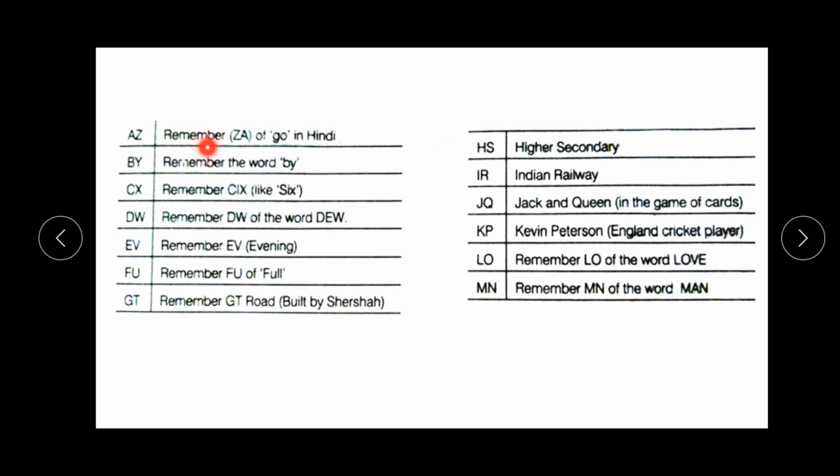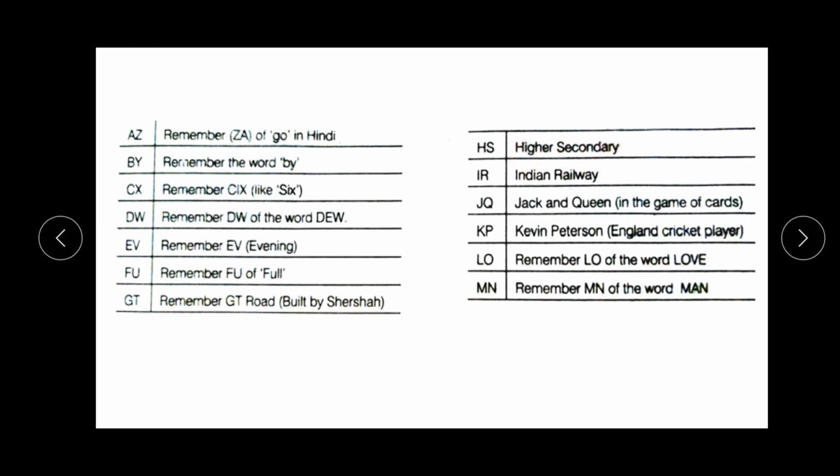Like AZ, it means remember "az". BY, the word "by". CX, that is equal to 6, or "cox" also, by which we can remember this. DW, the word "dew", we can remember this. And one more word by which we can remember this, "wide". EU for evening. FU or full. GT road, by GT road, G and T.